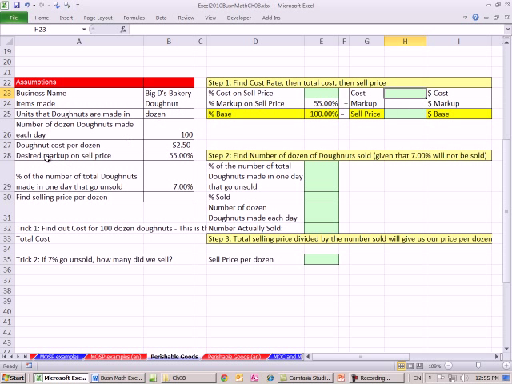Now, this is markup on sell price because they're not only making the donuts, but they're also selling them retail, right? So they're interested in markup on sell price, 55%. That means they want to make 55 pennies for markup for every dollar that comes into the cash register. All right, so 100 times 2.50 will give us our total cost.